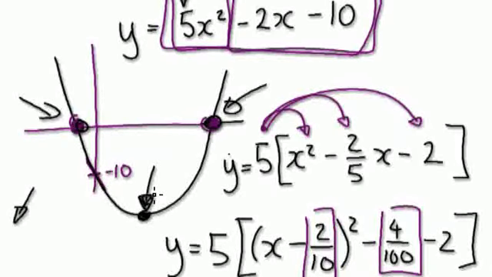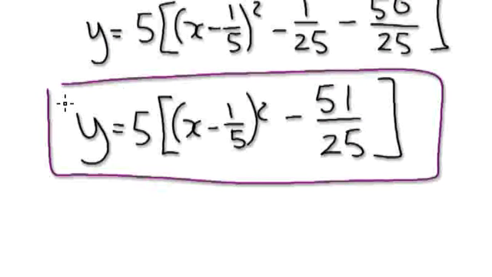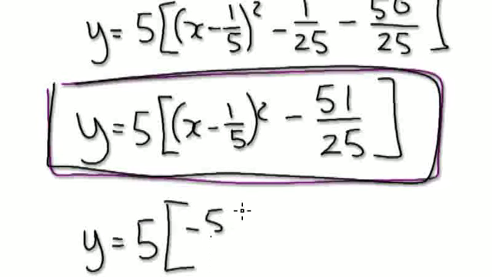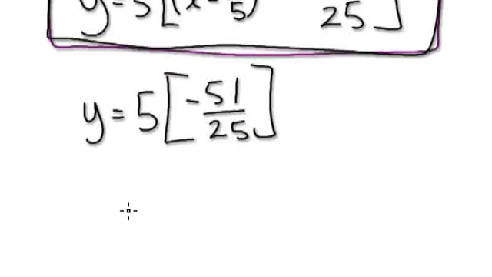Now we need to find this. Go back to your key stage here. This is your key stage here. Ask yourself, what is the lowest possible value that y could be? Well, the lowest possible value that y could be is if you make this whole thing here to be 0. Okay, so when that thing's 0 here, y will be 5 bracket minus 51 over 25. Okay, now so basically we're just going to get 5 times that thing there. So 5 times 51 would be 255.